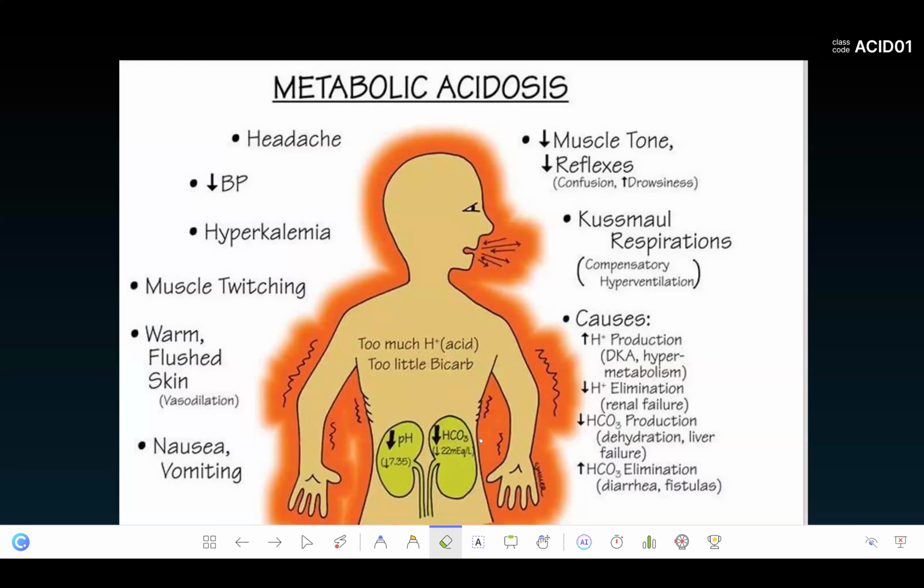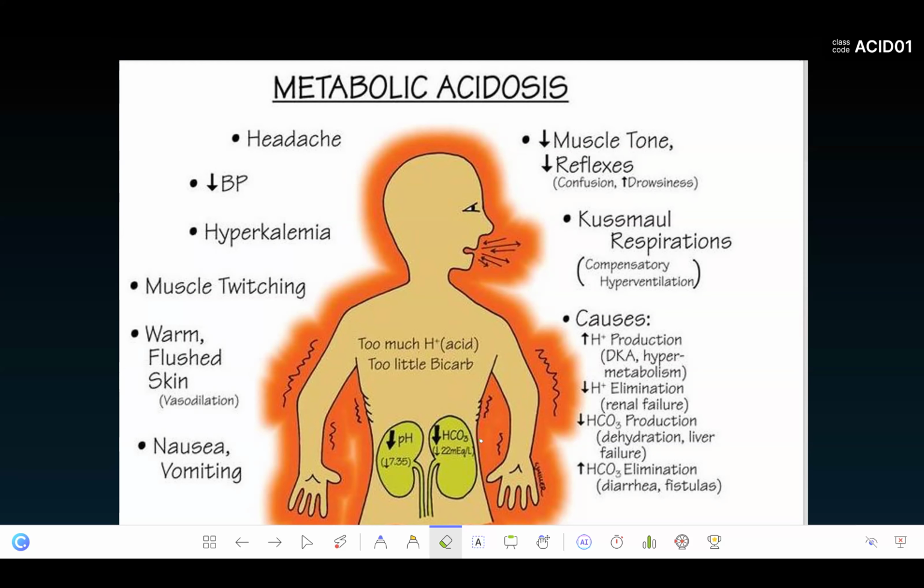In metabolic acidosis, some of the things to think about are a headache, decreased blood pressure, hyperkalemia, muscle twitching, warm flushed skin, nausea, vomiting, decreased muscle tone, decreased reflexes, confusion, and increased drowsiness. You can also have Kussmaul's respirations in metabolic acidosis, especially in DKA. The causes are increased acid production in diabetic ketoacidosis and hypermetabolism.